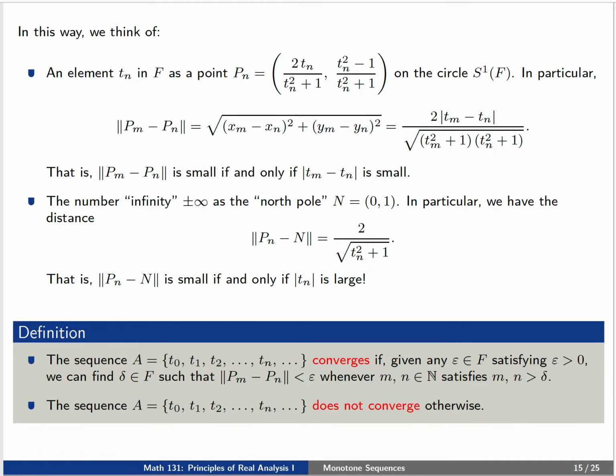Using both of these, now we have a nice coherent definition. We can say that our sequence A, which consists of t_0, t_1, t_2, and so forth, converges if, given any positive epsilon, we can find a delta such that P_m and P_n are epsilon close whenever m and n are large, that is, they're both greater than delta. We'll say that our sequence A does not converge otherwise.